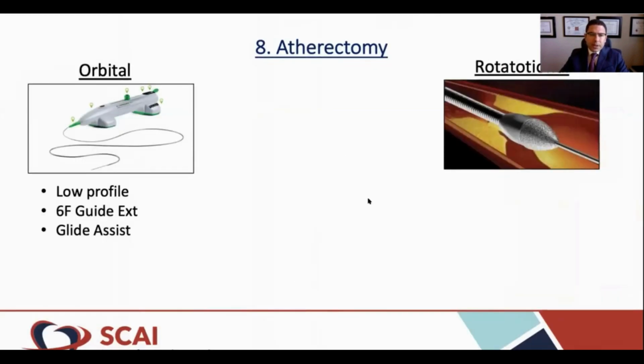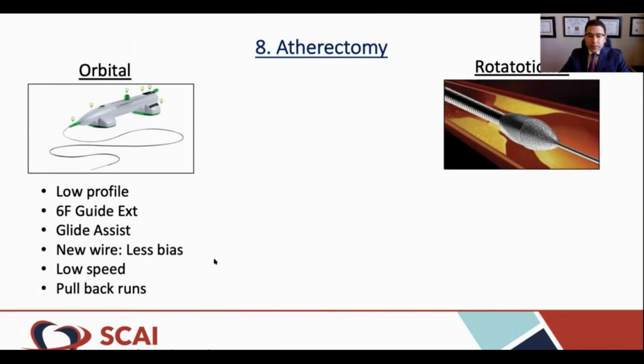So atherectomy is a hot topic. Orbital atherectomy versus rotational, always a hot debate. The orbital atherectomy offers a low profile. It can go through 6 French guide extensions, especially with the Glide Assist option that makes it slide.